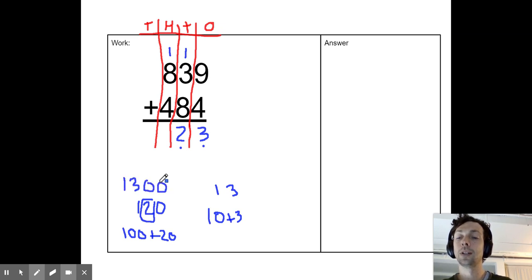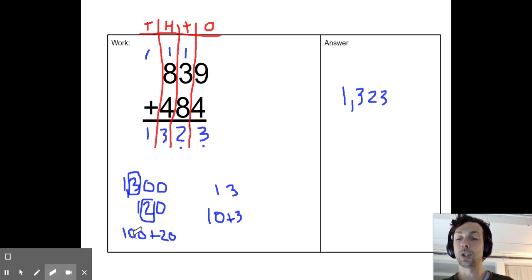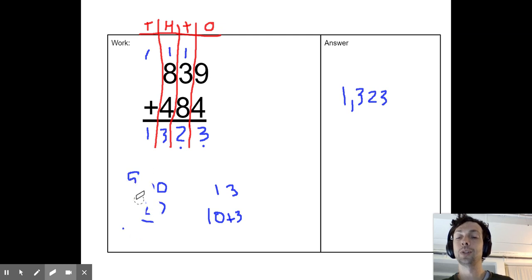1300. The only number I can put in the hundred spot is this 3, right? So I'm going to put that 1 over here into the thousand spot. I'm going to add that now to any other numbers, which we don't have. So we just have 1 plus 0 is 1. I'm going to write my final answer in here, 1323.